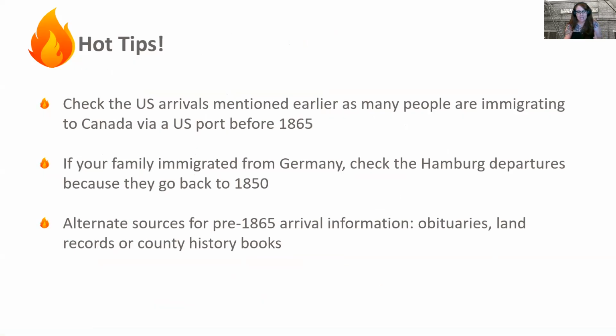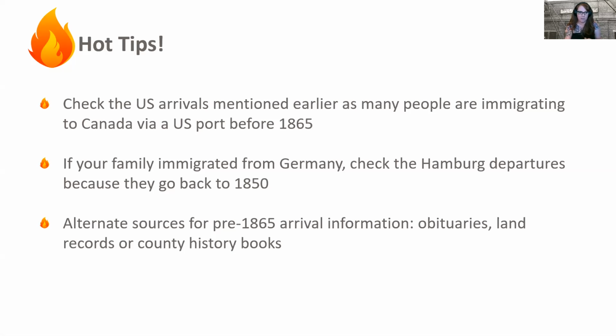For the pre-1865, look at the US arrivals. People were coming to Canada via the US, and those databases generally start around like 1820, give or take. So look for them coming through the US if they're coming before 1865. If your family's coming from Germany before 1865, check that Hamburg database. You might see them leaving Hamburg.